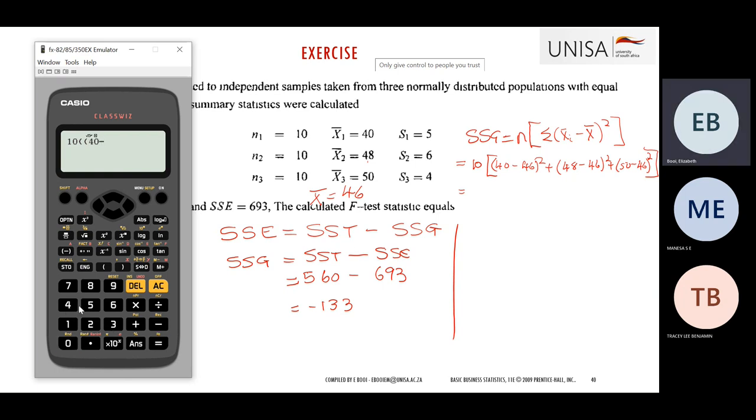That is if it will allow me to include all of them in. I get 48 minus 46 brackets. Nope. Squared. Plus open bracket 50 minus 46, close bracket, squared, and close bracket, and equal. I get 560. Yes, I got the same as well.